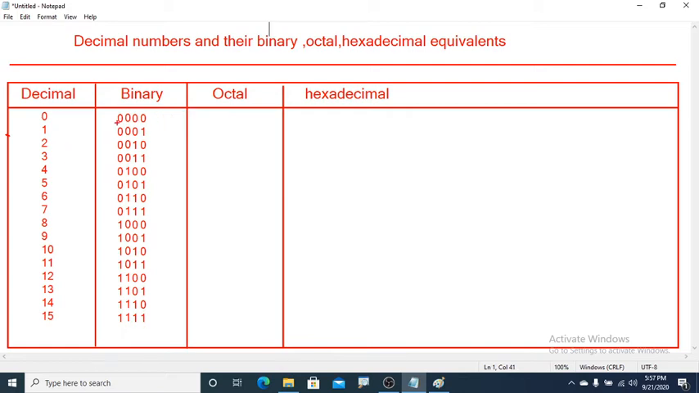If you write like this, 0 0 0 0 0 0 1 0 0 1 0, it is very difficult to write all binary numbers. If you follow this, it is very easy to accommodate all decimal equivalents. So this is about binary numbers for these decimal numbers.